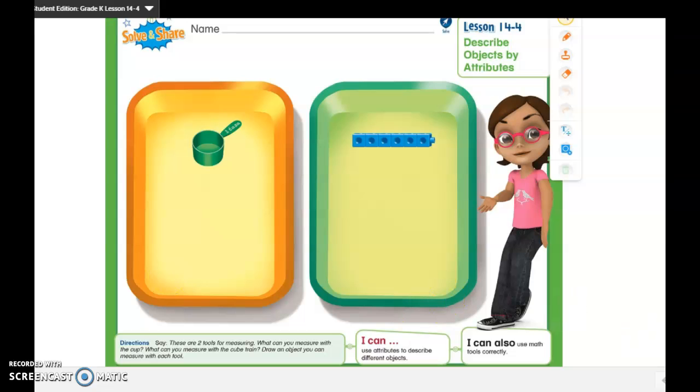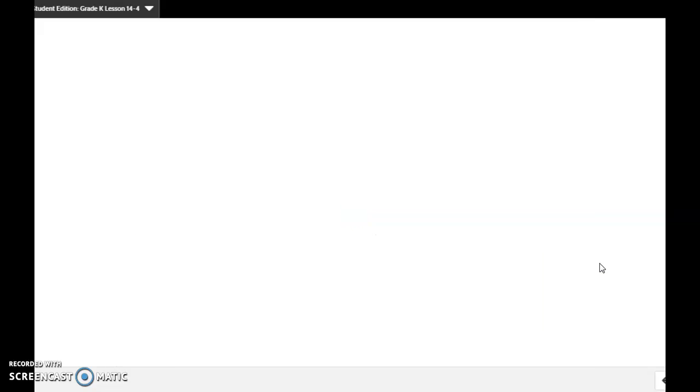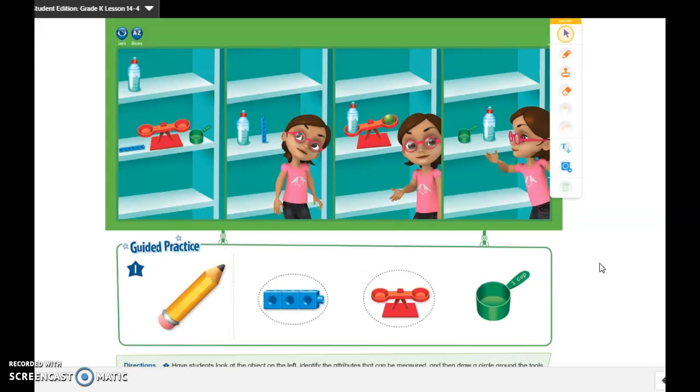Okay, so what we're going to be doing today is looking at a lot of different items and deciding what tools we can use. So Marta has some tools in front of her here. Okay, she actually has them up on the shelf and she's looking at a bottle of water. Okay, we have a cube train. We have a scale. It's called a pan balance. It balances if they're the same. Remember when we did weight, one side goes down means it's heavier. Good. And we have the measuring cup next to it.